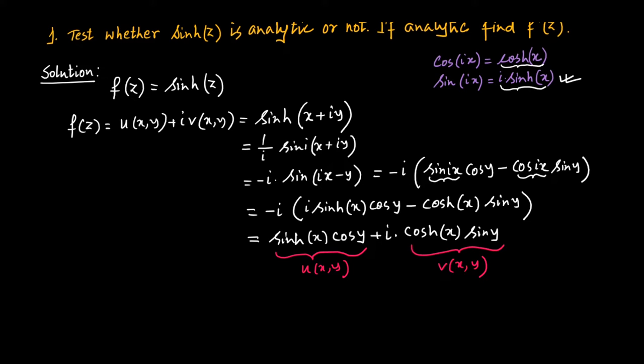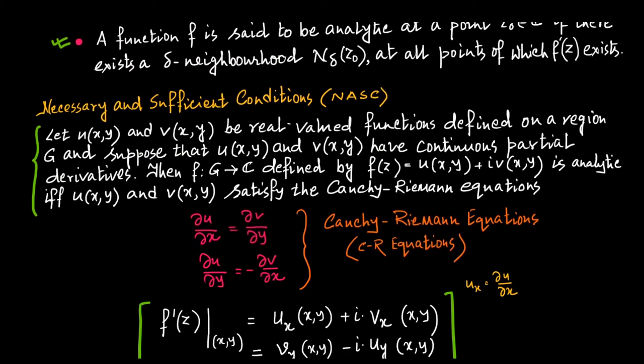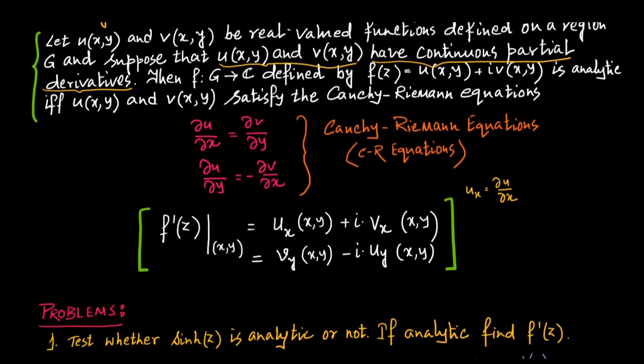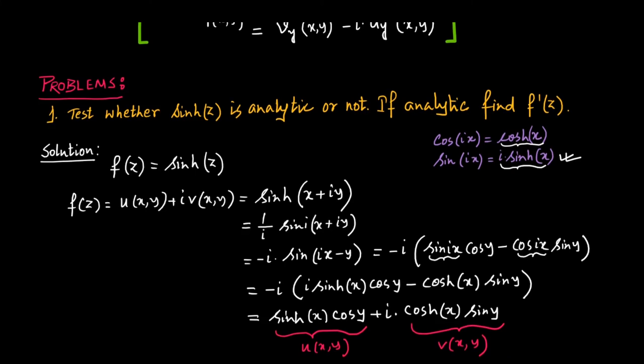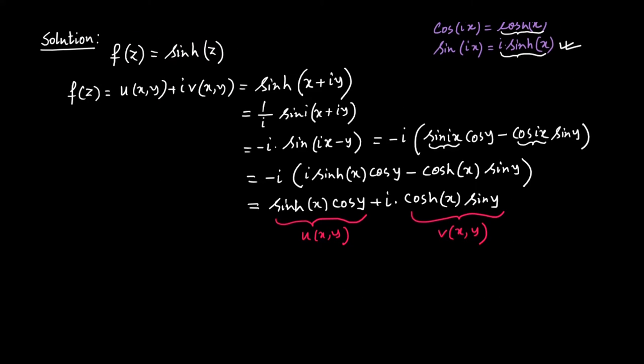Now what do we need to find out? We need to find the four partial derivatives, because the statement says that u(x,y) and v(x,y) have continuous partial derivatives. So we need to find del u del x, del u del y, del v del x, del v del y, and check whether they are continuous or not. Fine.